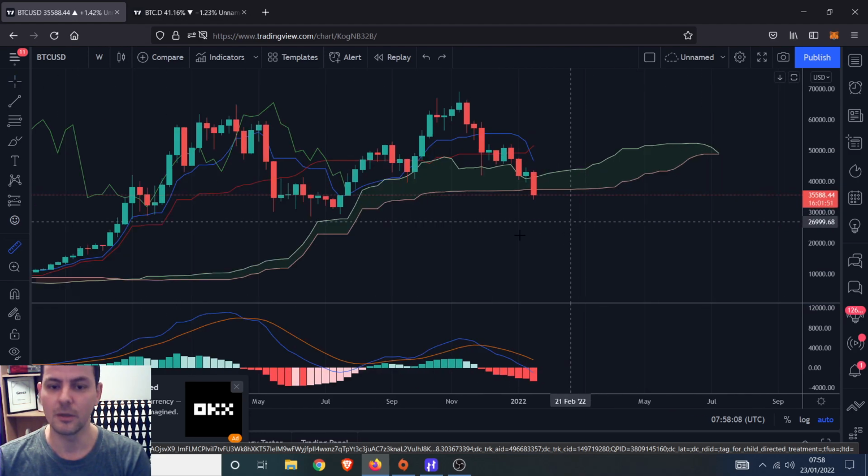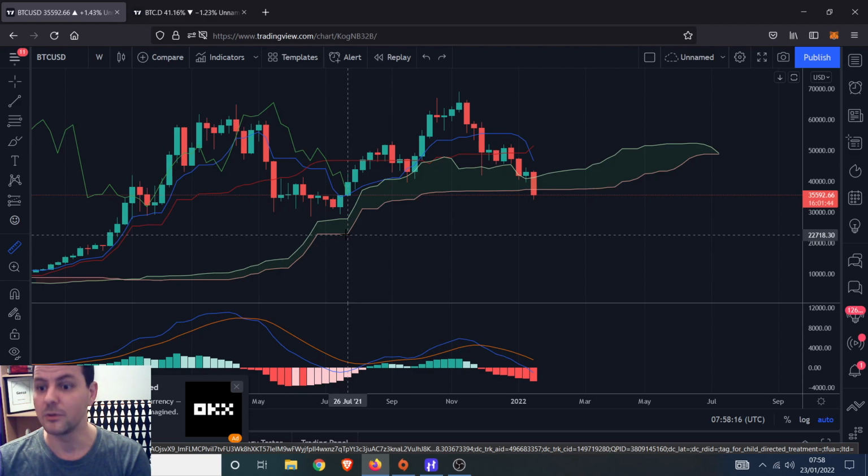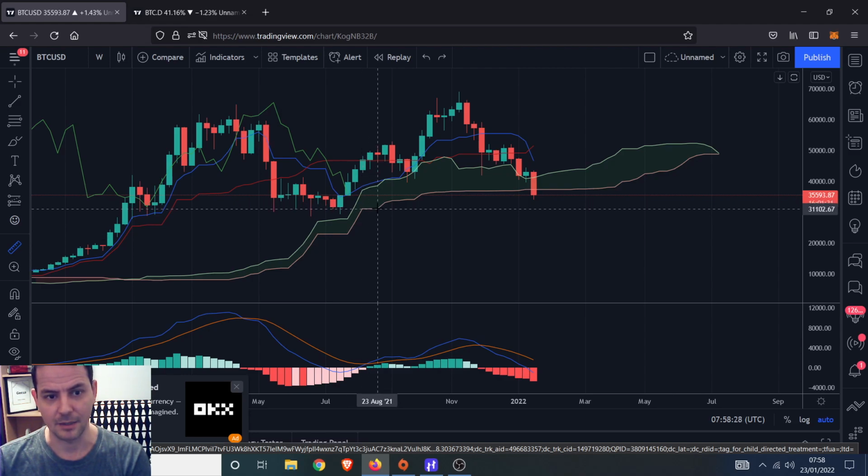But the thing I was going to refer to is that obviously the Chikou span has to close below the cloud. So at the moment, this week, it would have to close below 22,000. Next week it would have to close below 26,000. The week after that it would have to close below 30,500. The week after that is more or less the same, and the same after that.